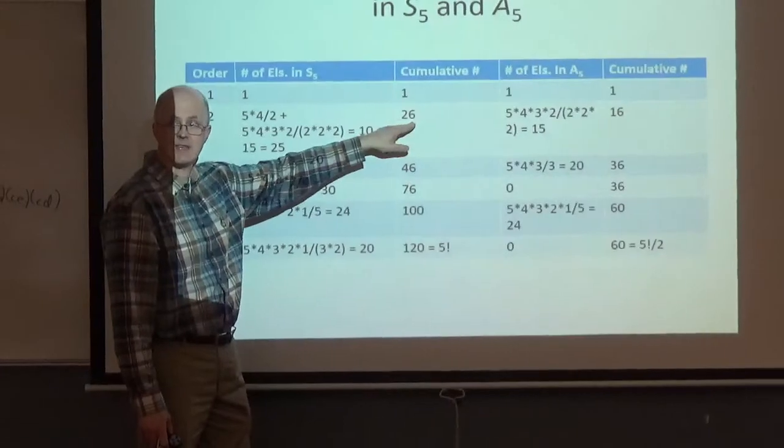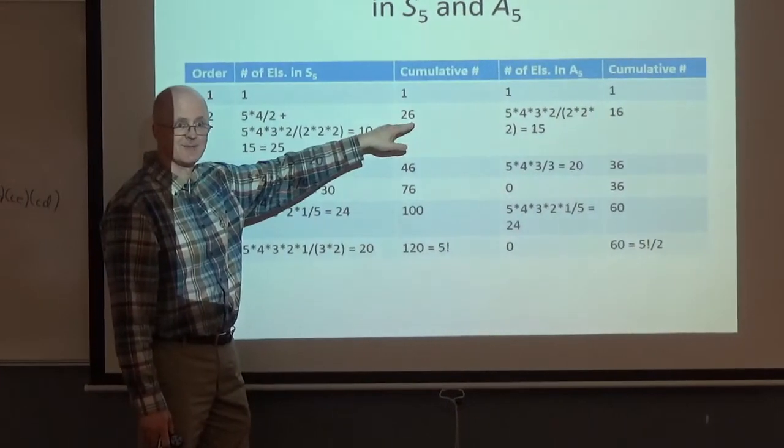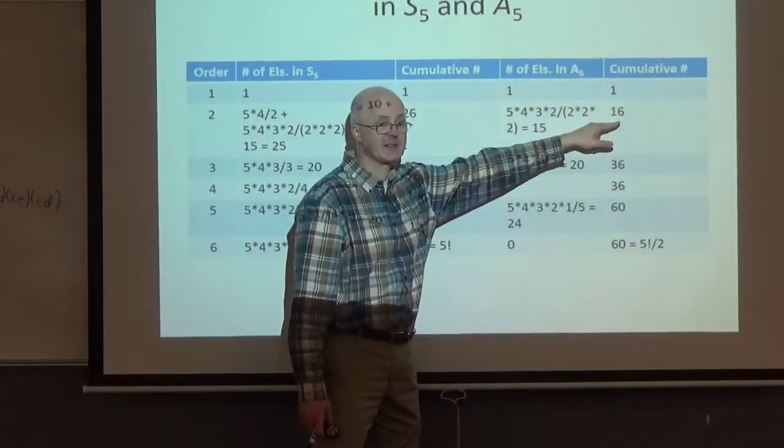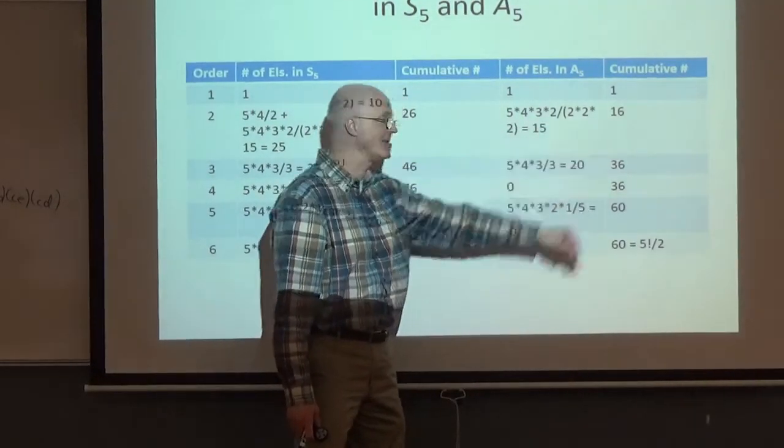I don't think you want to make the lattice, right? This would be really messy. 16 cyclic subgroups of order 2 in A5.